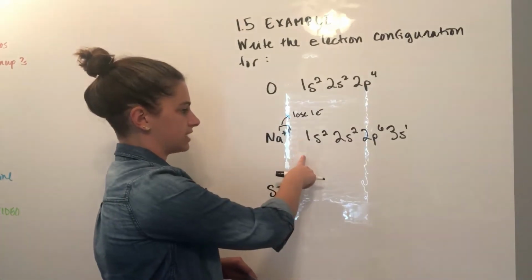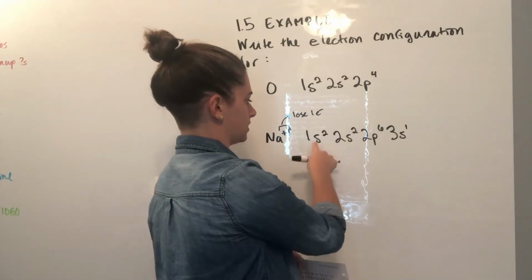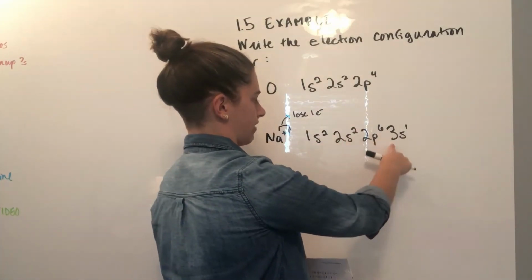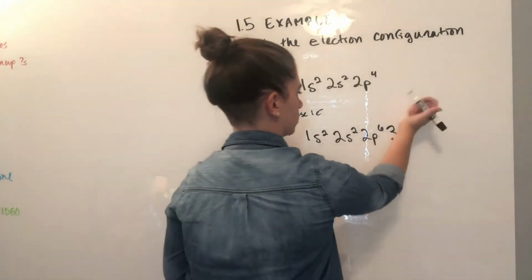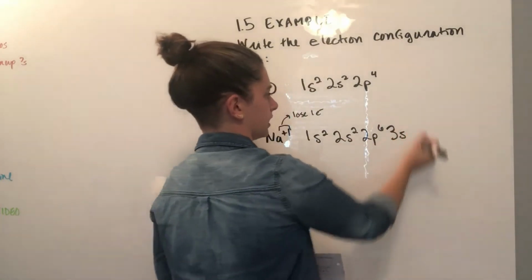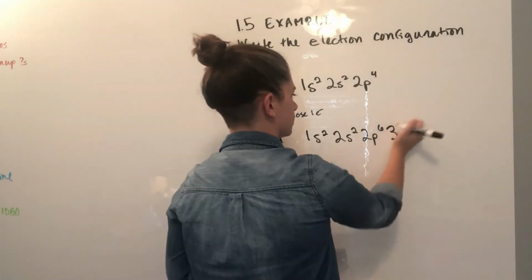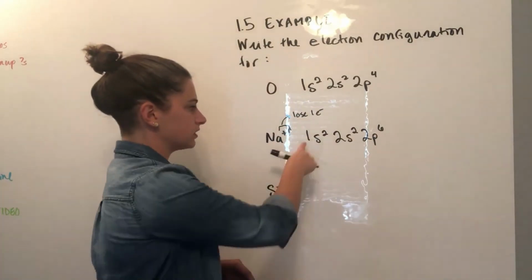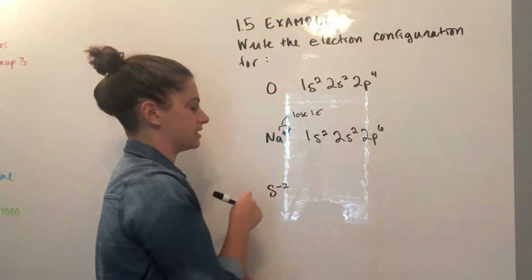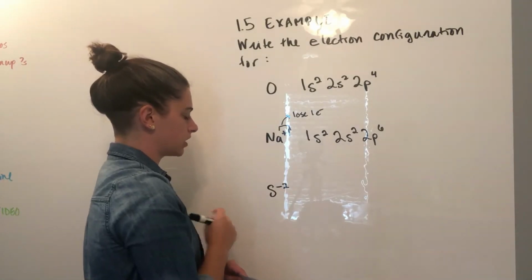It always comes out of my highest energy level, which in this case I have 3 options. I have 1, I have 2, or I have 3. 3 is my highest. There's only 1 there, so I'm just going to lose that 1. Now, I don't leave it as 3s or 3s0. I just erase the whole thing. So 1s2, 2s2, 2p6 would be the electron configuration for sodium plus 1.